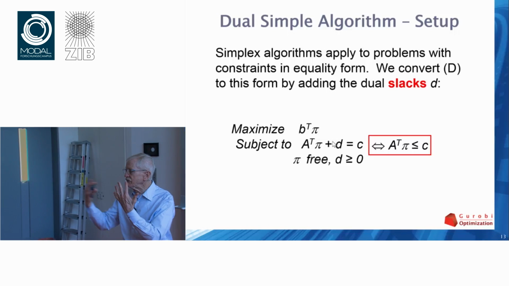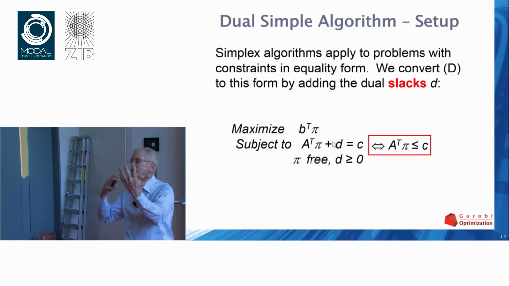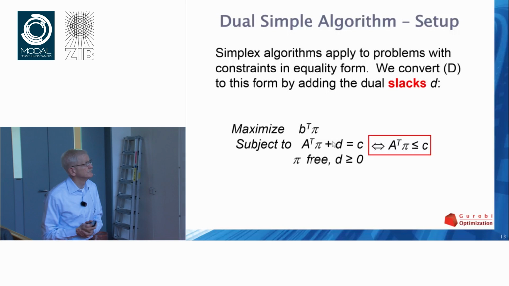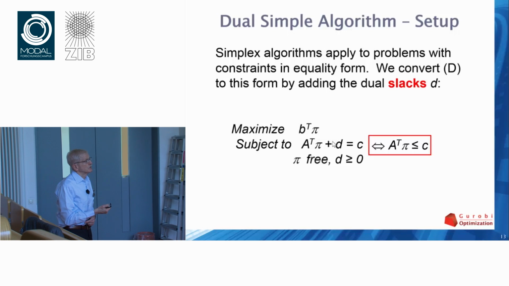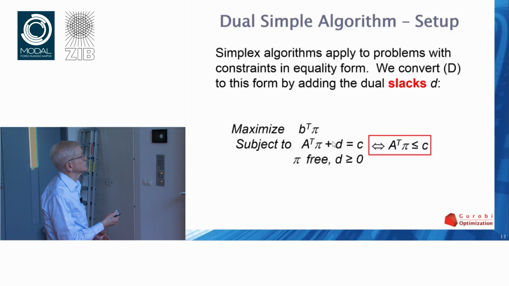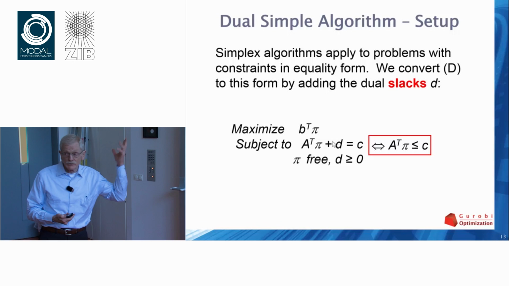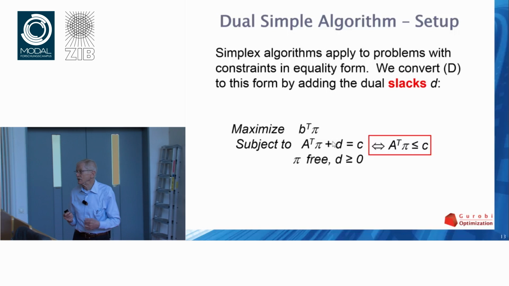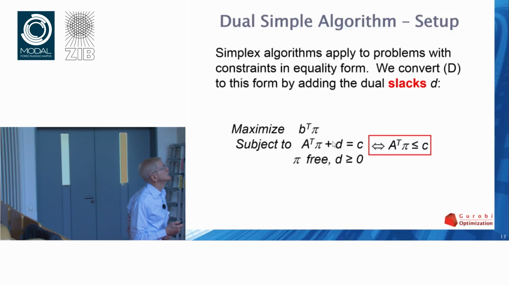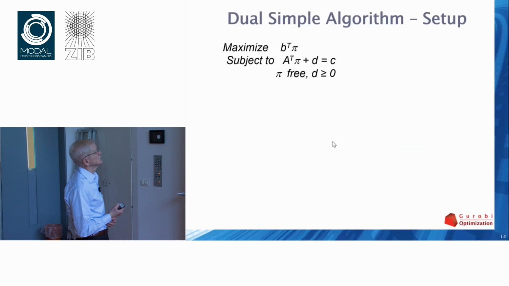These things are full of notation that come out of thinking about both versions of this thing, which is useful on the one hand, can be confusing on the other hand. So there's my problem. It's not in standard form anymore, but it does have equality constraints, and it does have some free variables. We can apply the simplex algorithm or a version of it to that problem. Okay, so dual simplex algorithm, the setup.